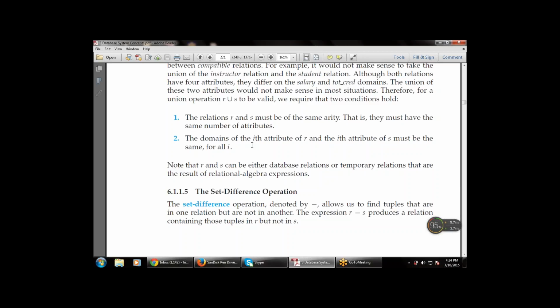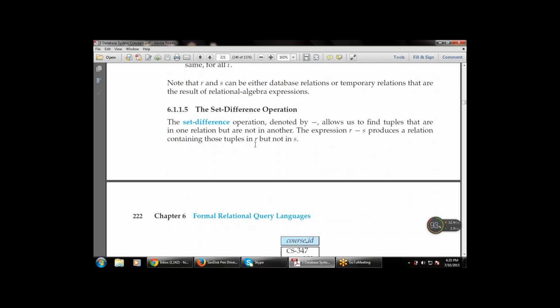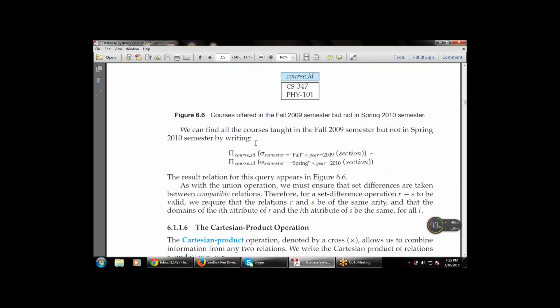Next is the set difference operation. If I want to find the tuples that are contained in one relation but not in another relation, that is represented by the set difference, the minus sign. The expression R minus S produces a relation containing the tuples in R but not in S. That is the set difference operation.